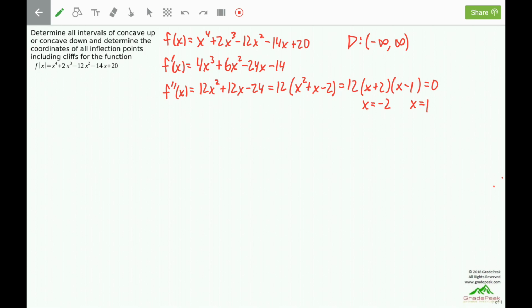We will now check to see which of these are in the domain. The domain is all real numbers. x equals negative 2 is a real number. x equals 1 is a real number. We keep each of them. They are both candidate numbers to be a possible inflection point.